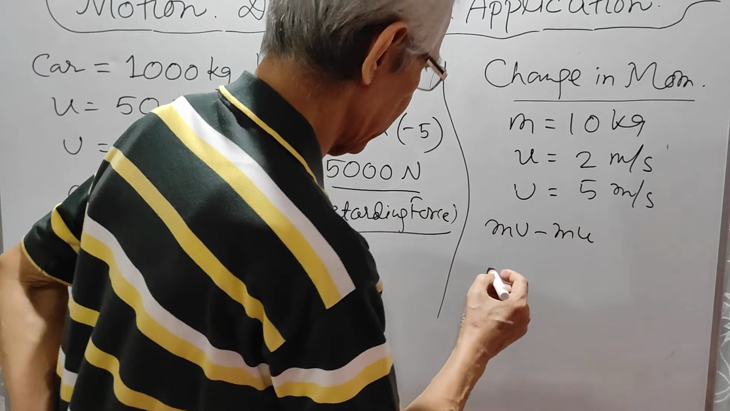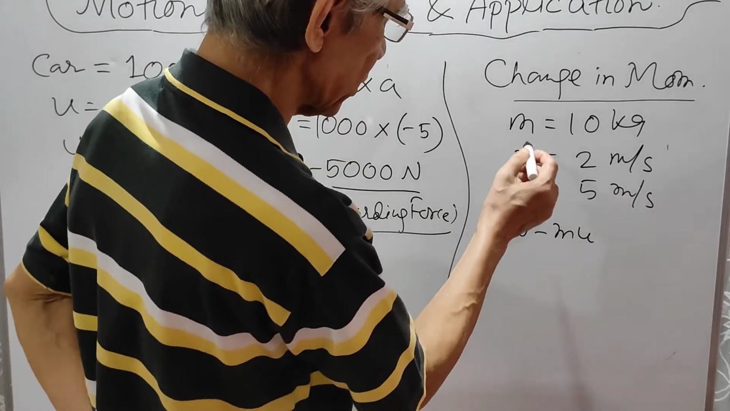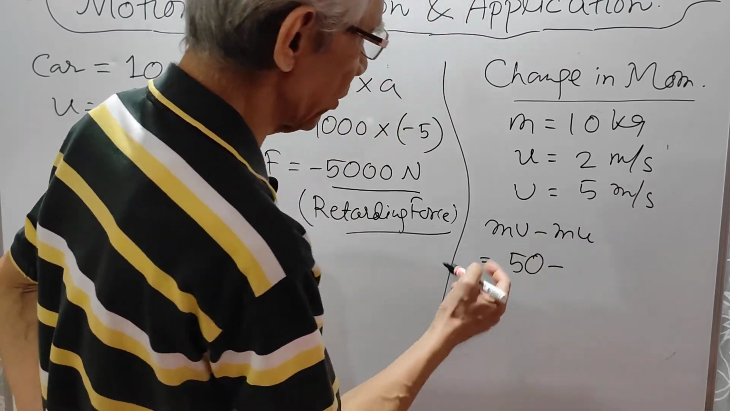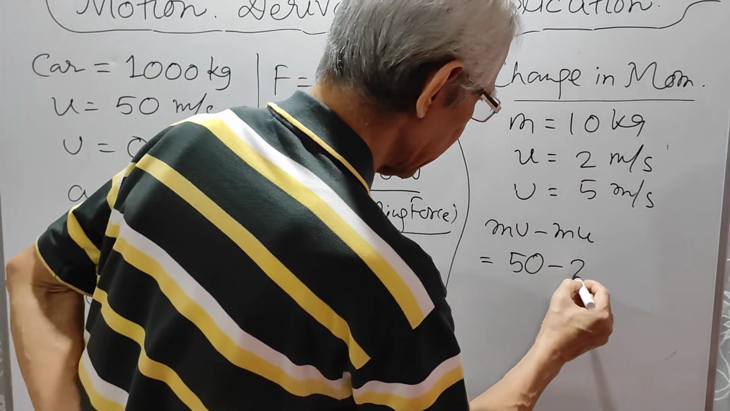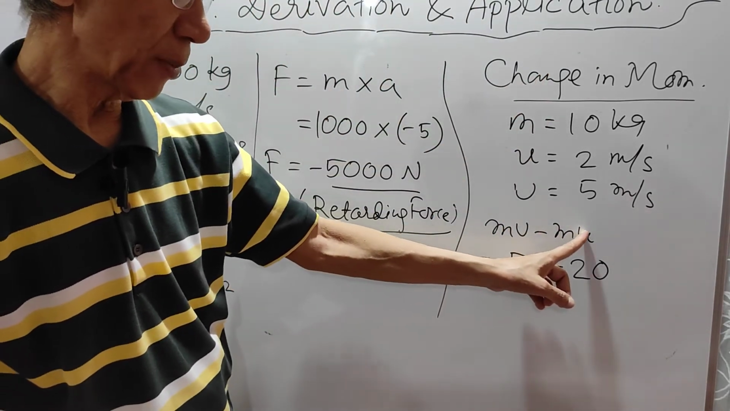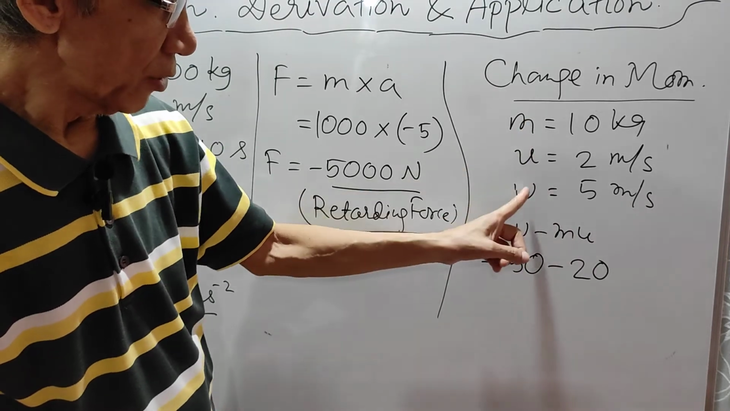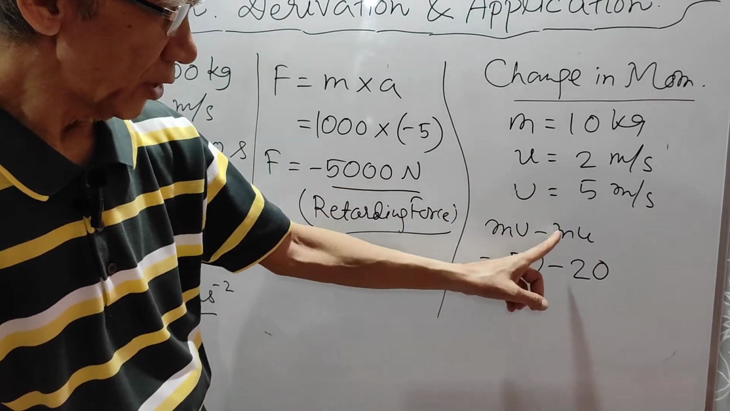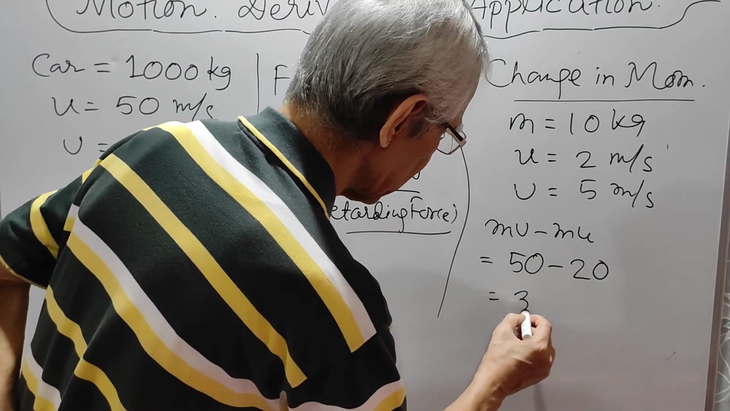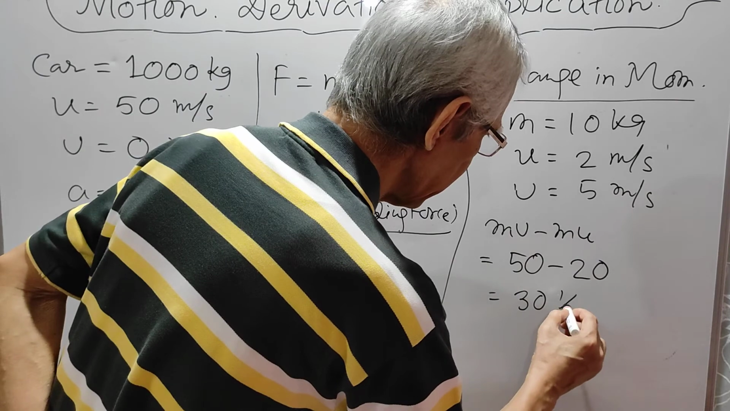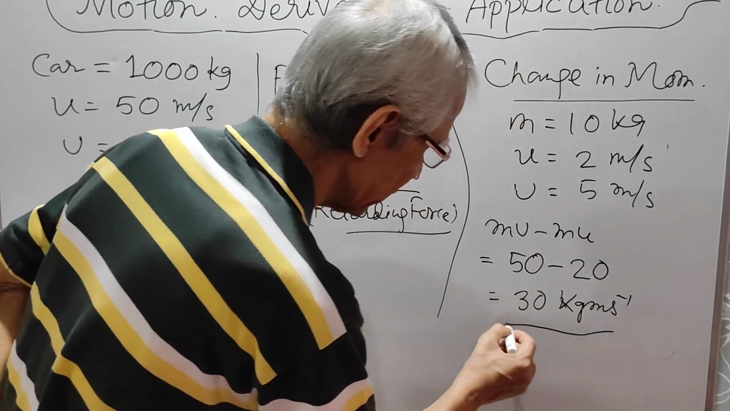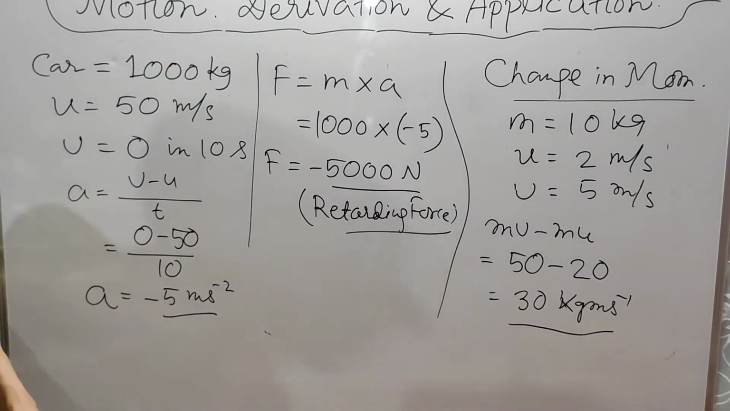So mv minus mu. So mv is what? M into v, 10 into 5, 50. 50 minus mu. So 10 into 2, 20. So change in momentum is final momentum minus initial momentum. Final momentum is m into v, 10 into 5, 50. Initial momentum m into u, 20. That means 30. And what is the unit of momentum? Kg meter per second. So this is the answer, 30 kg meter per second.